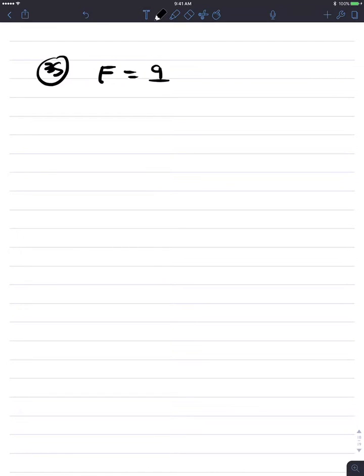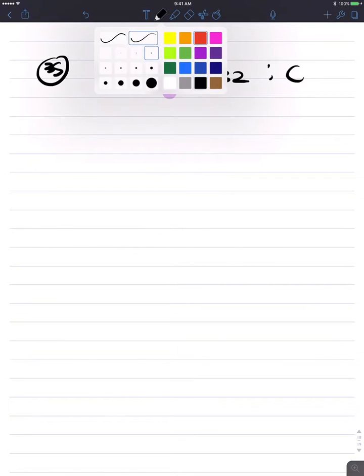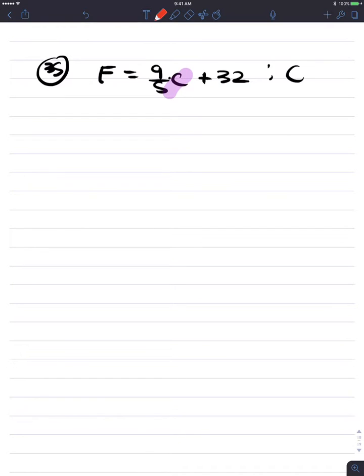Fahrenheit is 9/5 C plus 32. They want us to solve for C, to get C by itself. If we look at what's happening to C, C has 9/5 multiplied to it, and it has 32 being added to it. We undo the addition first by subtracting. We're going to subtract 32 from both sides. We get F minus 32 is 9/5 C.